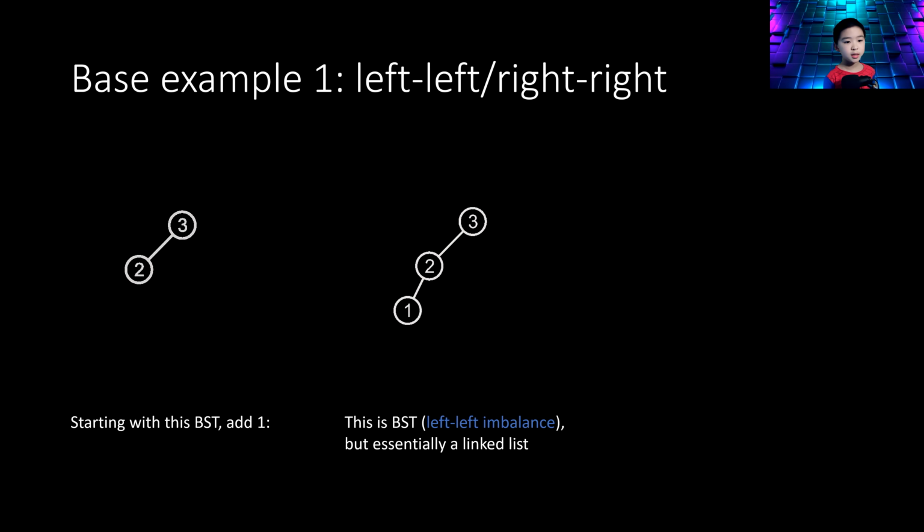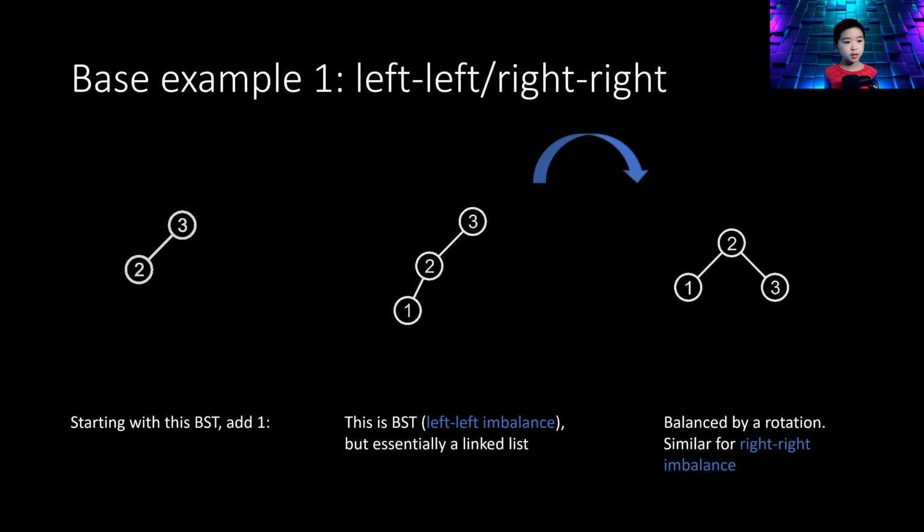So this can be easily rebalanced by a clockwise rotation. After that, the node 2 will become the new root, and node 3 being its right child. So node 1 still stays at node 2's left child. So now this tree is balanced. Similarly, if we have a mirrored scenario, which is a right-right imbalance, we will do a counterclockwise rotation. We'll skip that here since you get the main idea.